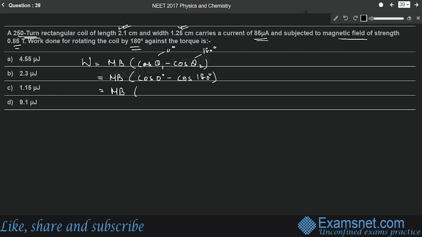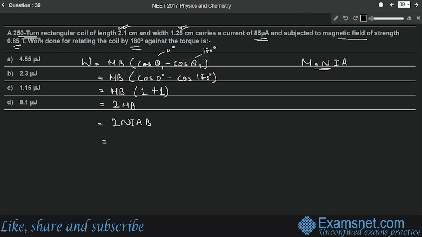Now cos 0 degree is equal to 1 and cos 180 degree is minus 1, so it will become 1 plus 1. Okay, so we'll get 2 mB. Now m is equal to NIA, right? So let's write it down. 2 into NIA. N is the number of turns, I is the current, A is the area, and B is the magnetic field. Okay, now magnetic field strength.